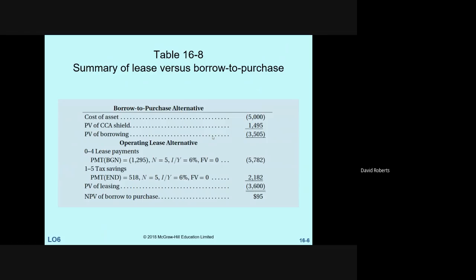So you can see the net present value is different, that it's slightly better to borrow the money for the cost of the asset, and it will cost you $3,505 as opposed to the lease option, which will cost you $3,600. So there is a slight $95 advantage to borrowing the money versus leasing the funds. And that's what we're going to do in chapter number 16.